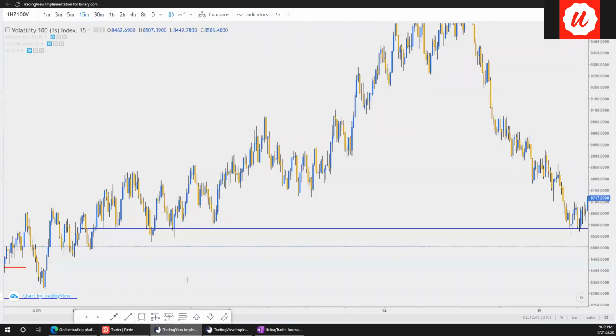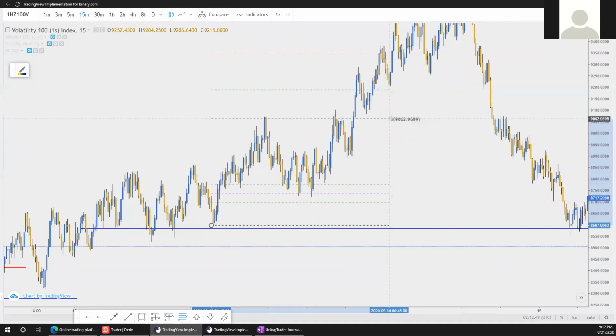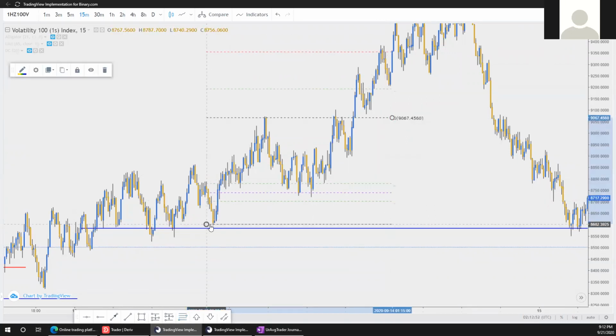Another area you can use fibs, you can do it from this low to this high, another 705 fib entry right here. You see what I'm saying?